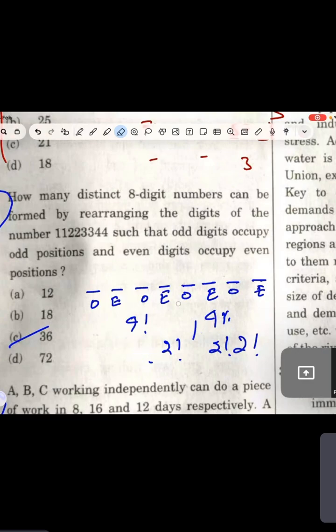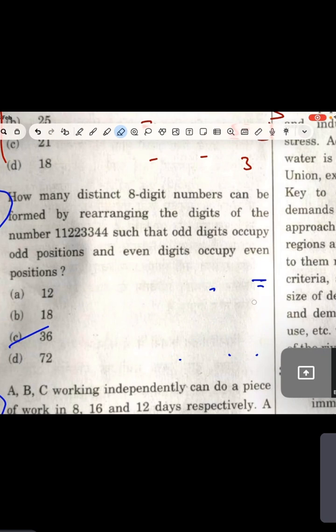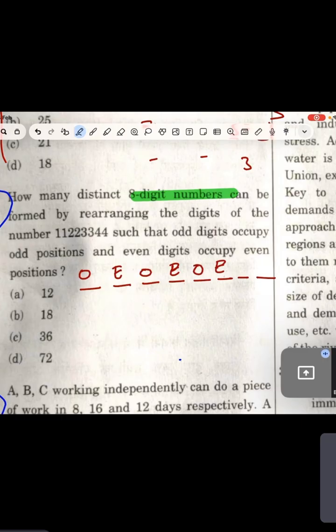Read, Bhagya. How many distinct 8-digit numbers can be formed by arranging the digits of the numbers double one, double two, double three, double four, such that odd digits occupy odd positions and even digits occupy even positions. See, guys, they are 8-digit numbers, right? So 1, 2, 3, 4, 5, 6, 7, 8, and you know they are in order. So this will be odd, this will be even, this will be odd, even, odd, even, right? Okay. So they are saying basically that odd digits occupy odd positions and even digits occupy even positions.